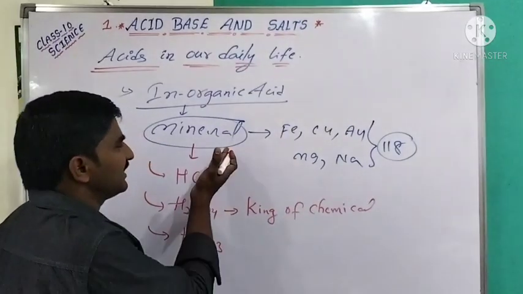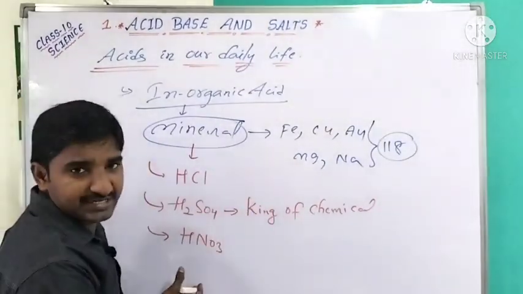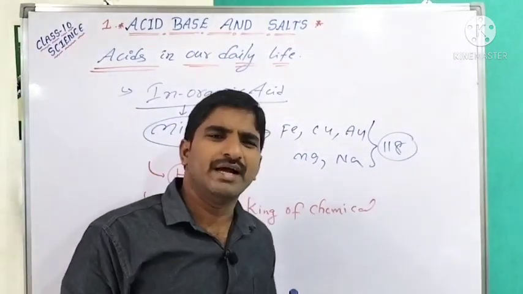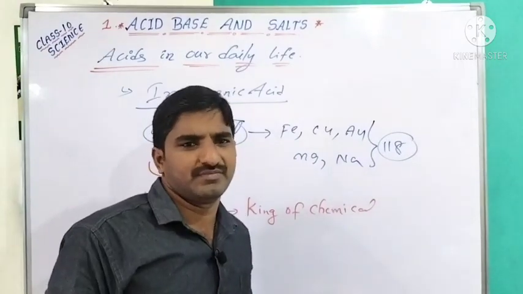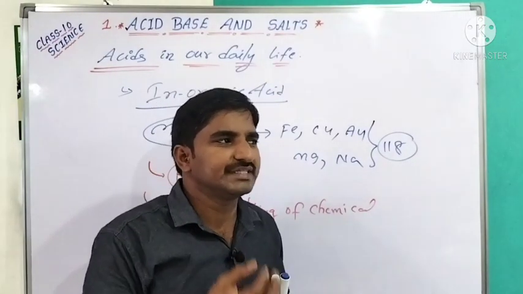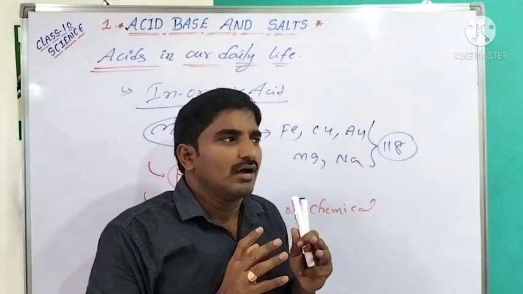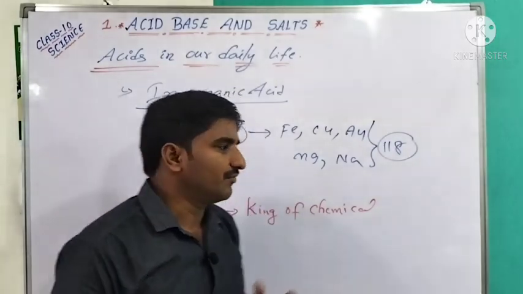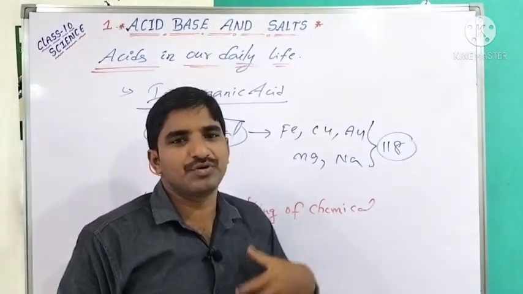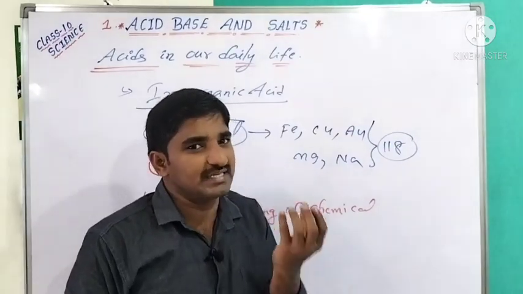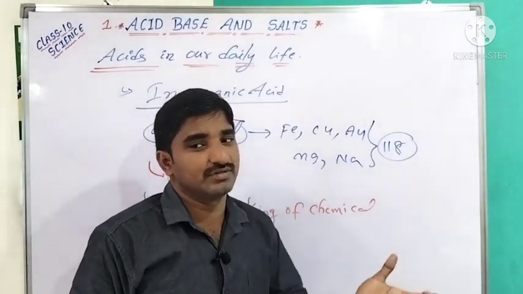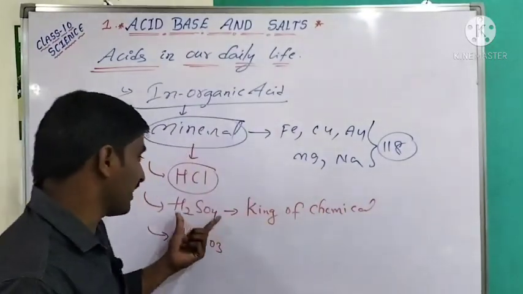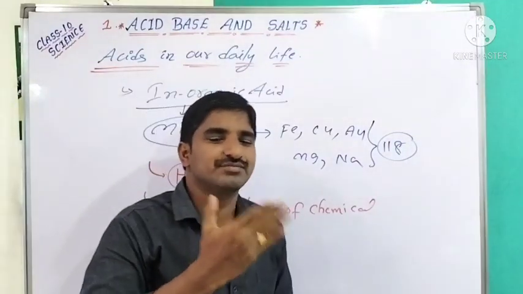These are available in mineral form and are also prepared in the laboratory. Let me give you a simple example. Hydrochloric acid is also produced in the human body. Whenever you take food, gastric acid is produced. Immediately in the stomach, hydrochloric acid is produced, and it helps us digest food. If hydrochloric acid were not produced, how could you digest food?